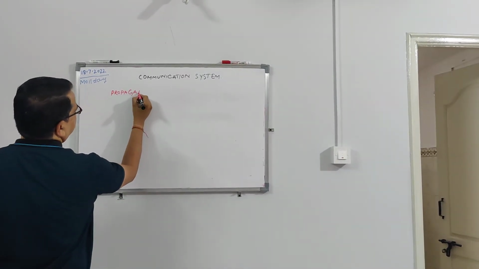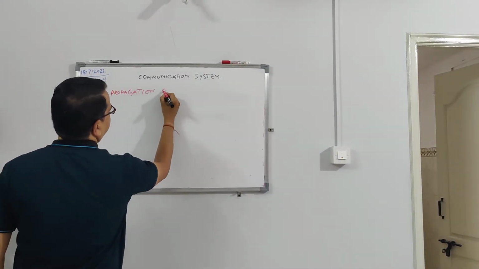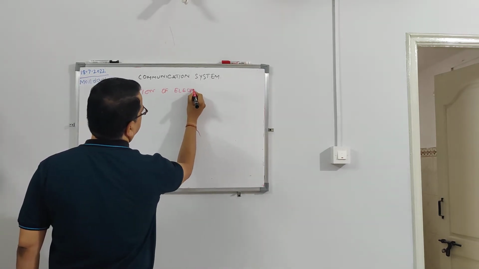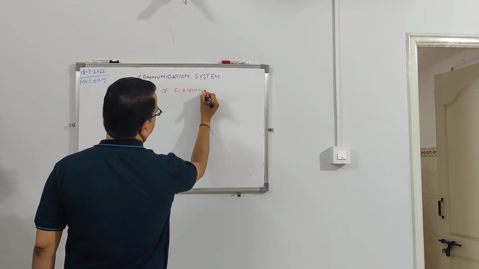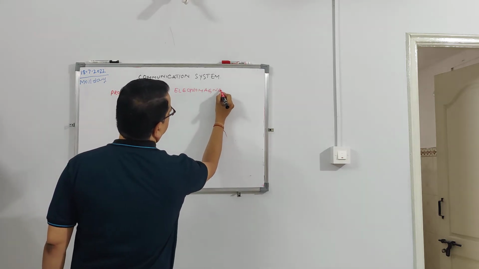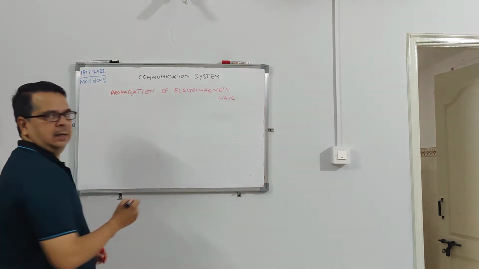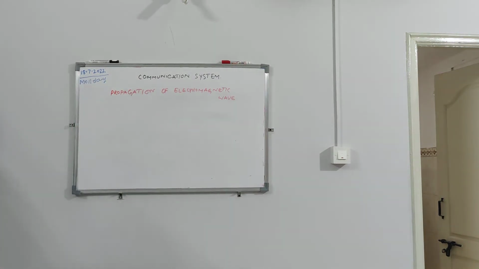Propagation of electromagnetic wave. Okay. So there are three types, mostly three types of propagation of electromagnetic wave.